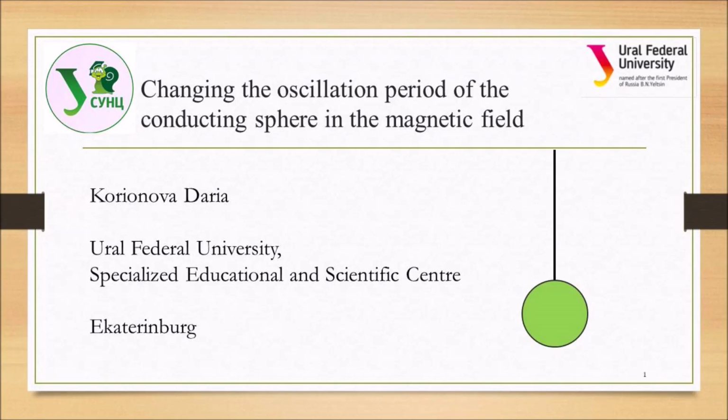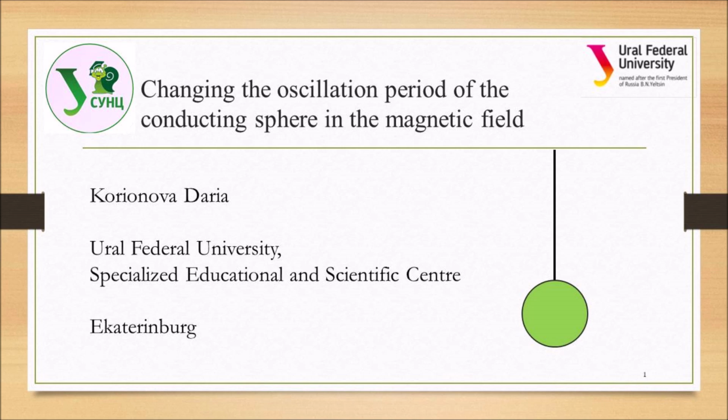I am from Yekaterinburg. My project is changing the oscillation period of the conductive sphere in the magnetic field. A magnetic field can variously affect moving conductive bodies. The effect of magnetic braking is widespread in technology. In particular, it's used in railroads or maglevs. If the motion process is periodic, magnetic braking can change not only the speed but also the period. This phenomenon is the focus of our research.